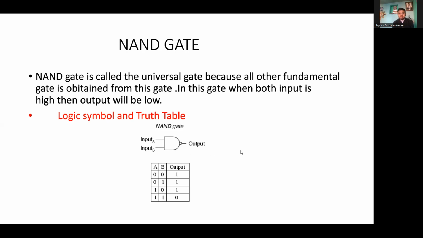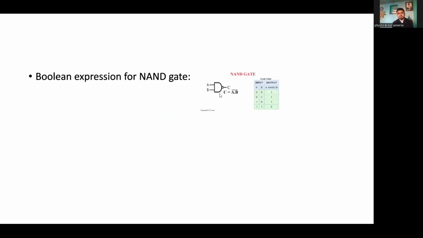This is the logical symbol for the NAND gate, and this is the truth table. A and B are the input terminals, and this is the output we get from the NAND gate. The Boolean expression for the NAND gate is Y equals A dot B, whole complement. I have just pasted the Boolean expression here. In terms of C, we can write Y also.